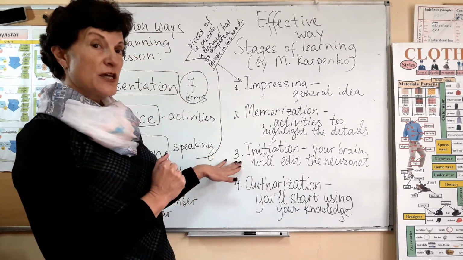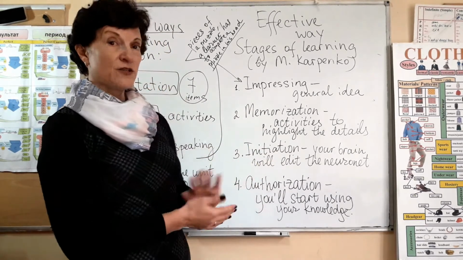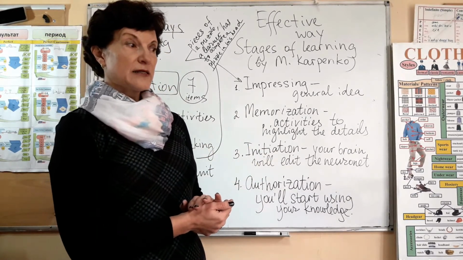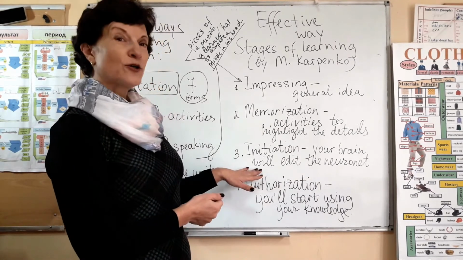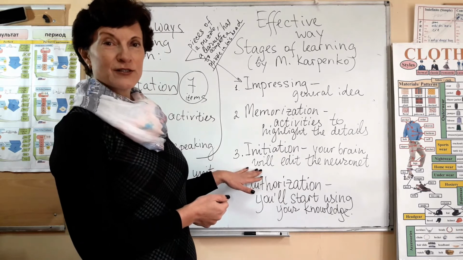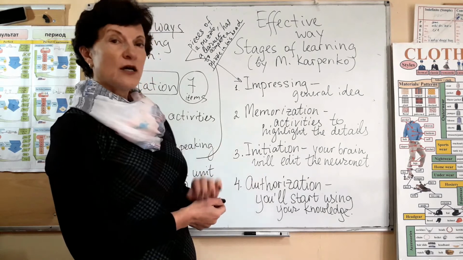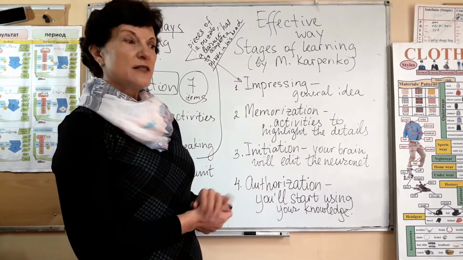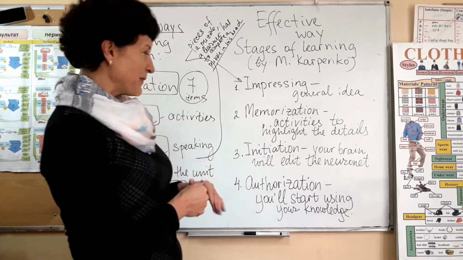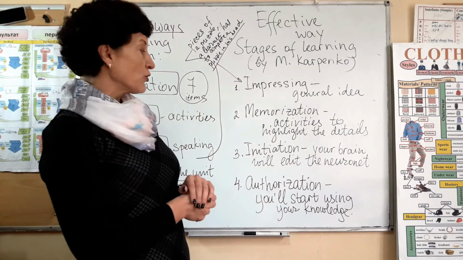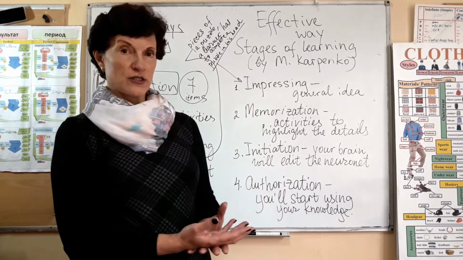So at the initiation stage, unfortunately, your brain will edit the neural net. The sad side of teaching is that not all brains are able to remember what we tell them. There will be a moment when your brain will say, no, I don't need it. Maybe not your brain, but your student's brain. And finally, at the stage of authorization, you will start using the knowledge.